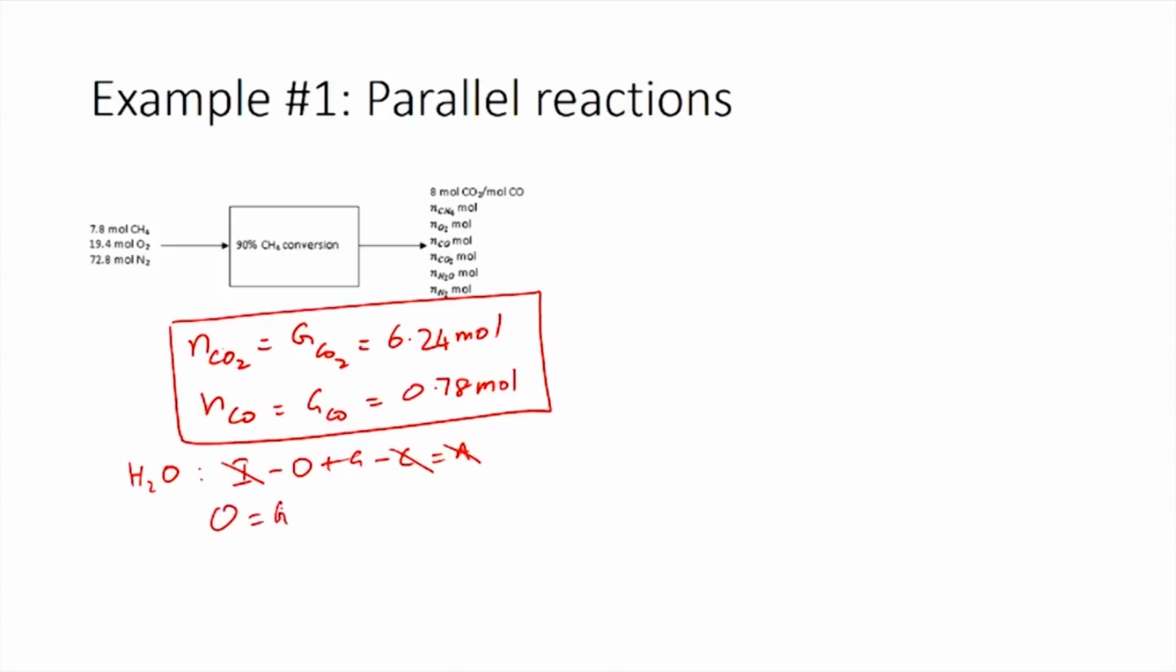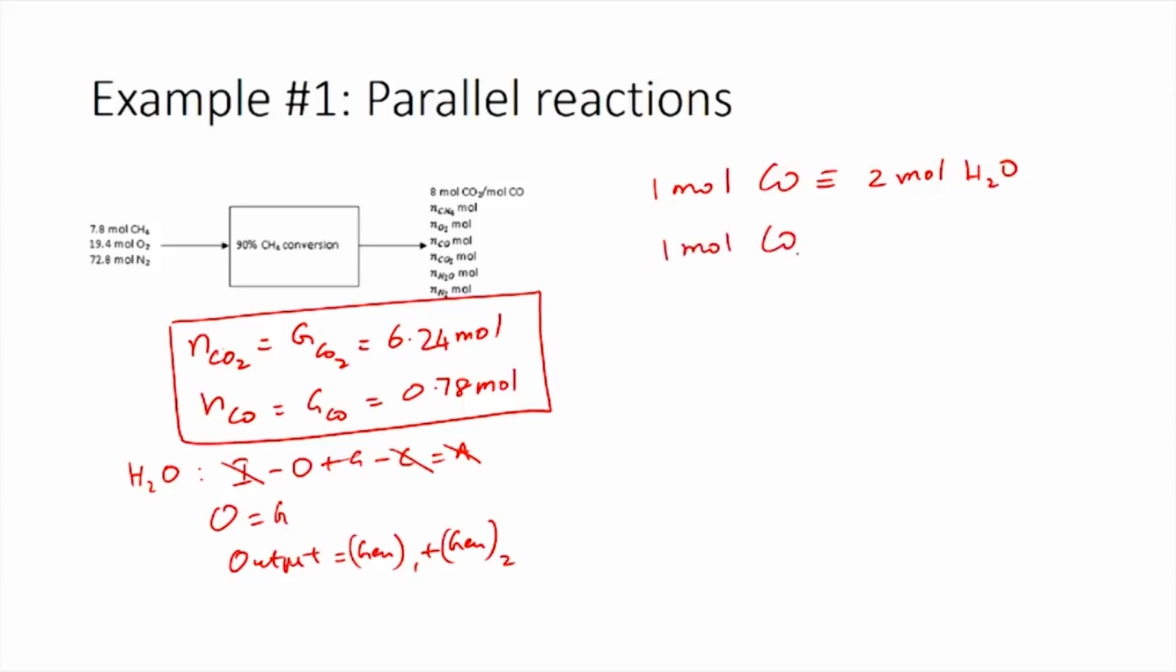However, in this case water is generated by both the reactions. So, your total output would be equal to generation from reaction 1 plus generation from reaction 2. So, how do we calculate the generations for each of these reactions? From the stoichiometry, we know that for every mole of CO generated in reaction 1, 2 moles of water is generated. Similarly, for every mole of CO2 generated in reaction 2, you have 2 moles of water generated.